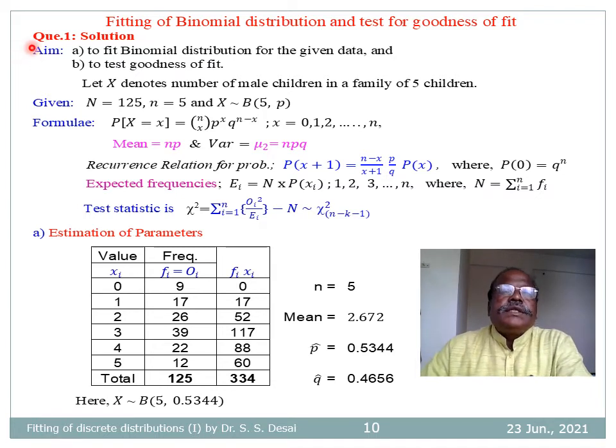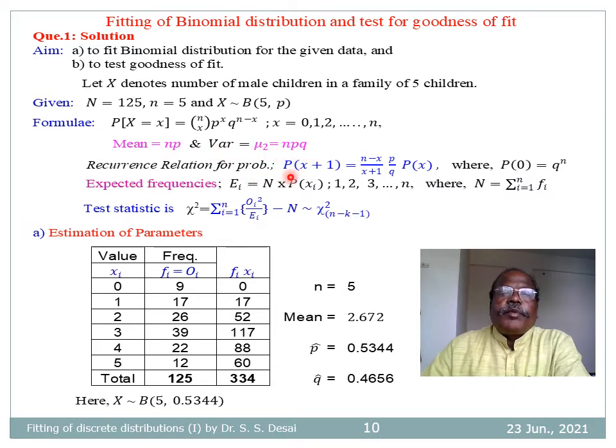Now let us see the solution of first problem. As usual, the aim is to fit binomial distribution for the given data and to test goodness of fit. Let X denote the number of male children in a family of 5 children. Given the total number of families is 125. Sample size n is equal to 5, and here X follows binomial (5, p). The probability mass function of binomial distribution is nCx p raised to x q raised to n minus x. Here mean is np, variance is npq.